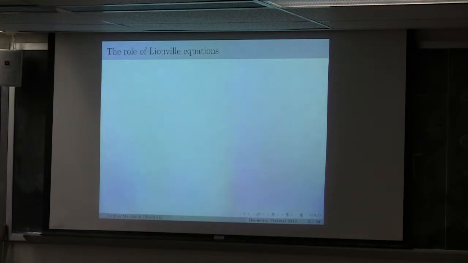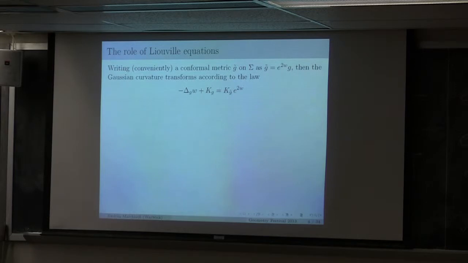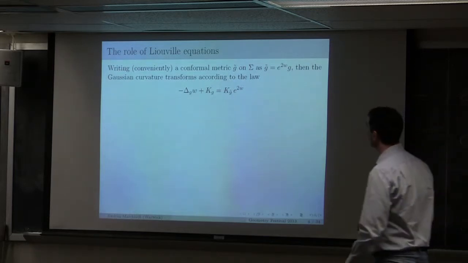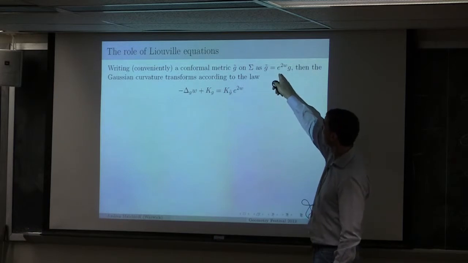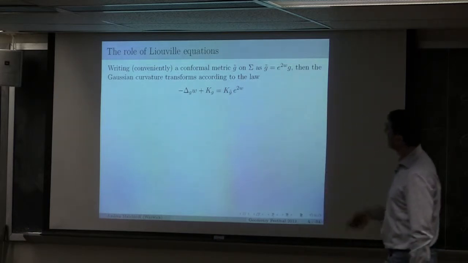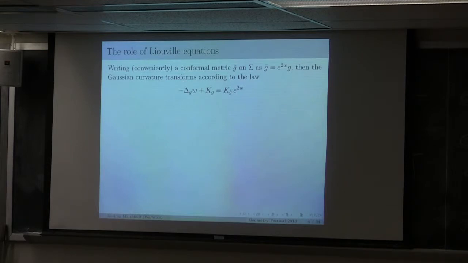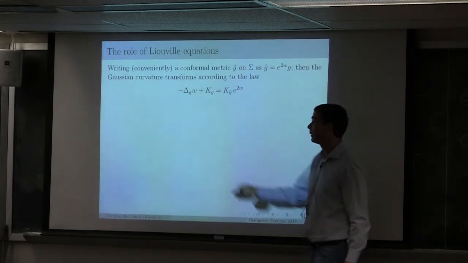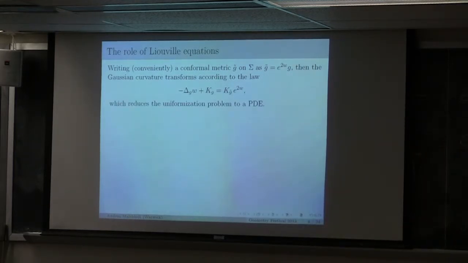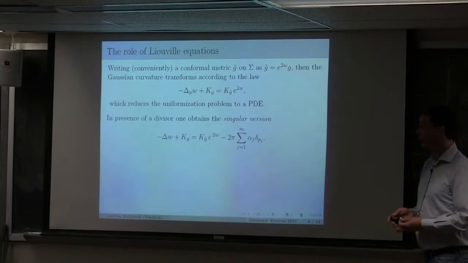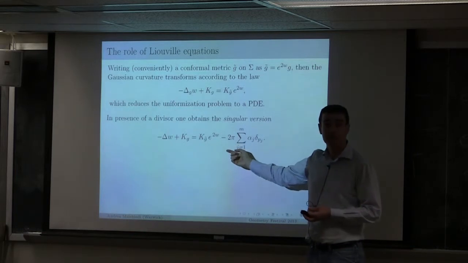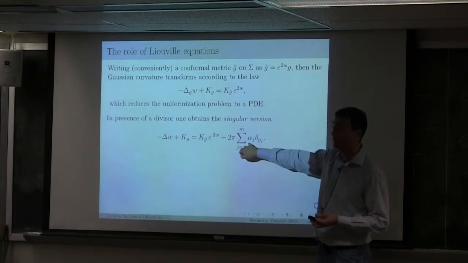So this comes to a PDE, a Liouville equation. In the smooth case, if you deform the metric conformally, and if you write the conformal factor conveniently as e to the 2w times g, then that's the transformation law for the Gaussian curvature. So it comes with the Liouville equation, and K_g tilde will be the new Gaussian curvature after the conformal transformation. So the problem is reduced to a PDE. And in the presence of a divisor, you get this singular version. You simply subtract off some Dirac deltas with the weights alpha_j.